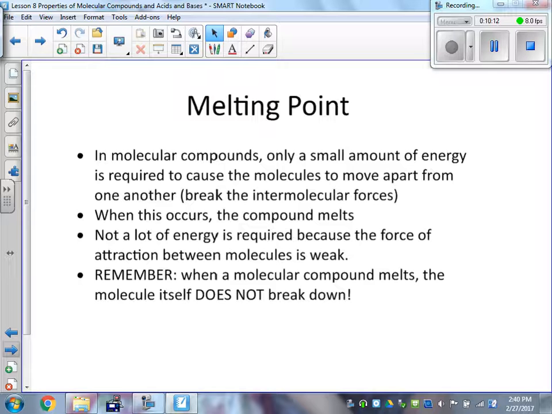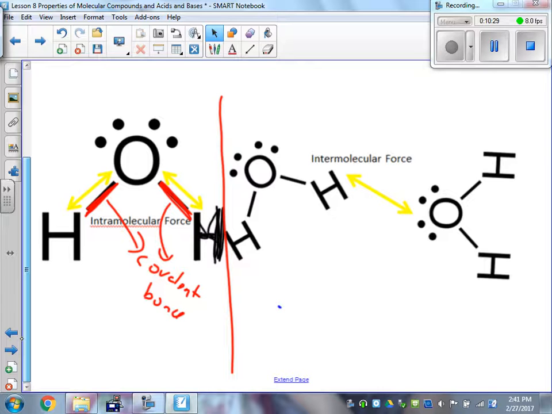Melting points. In molecular compounds, only a small amount of energy is required to cause the molecules to move apart from one another. So there's only a small amount of energy to break those intermolecular forces. Okay, look here. When I talk about intermolecular forces, I'm talking about, hey, how would I break these two here, right? Between the link between these two. How would I break that link like that? And the answer is, I would heat it up.